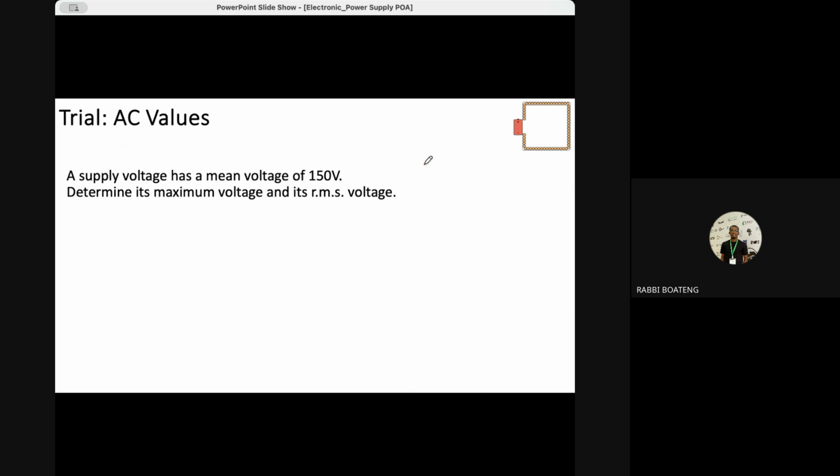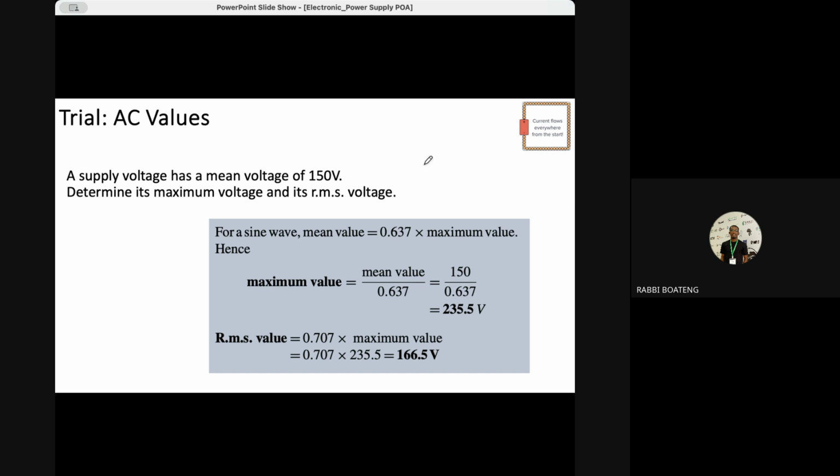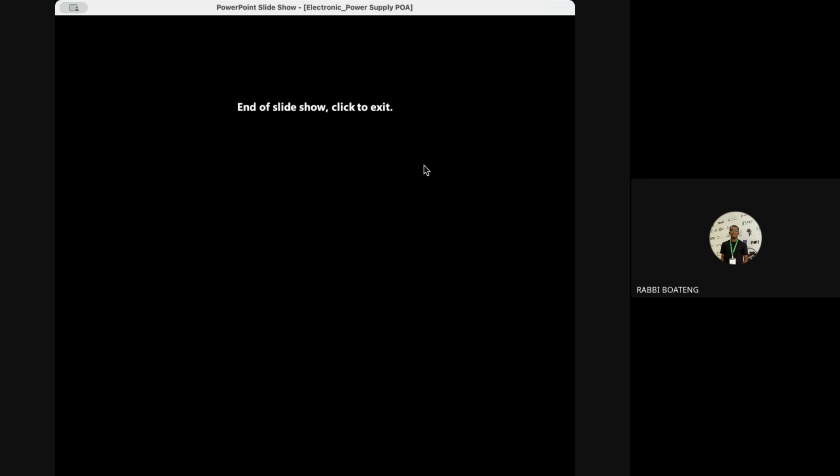So I'll give you the slide, so kindly go through this particular question too. In this question we are given the mean voltage and we are asked to find the maximum voltage and the root mean squared voltage. Is that okay? There's an answer here though, but still go through it a bit. Now, this will be the end of our part 2. Let me share the slide for part 3. Part 3 is not really plenty, so we'll finish right now.